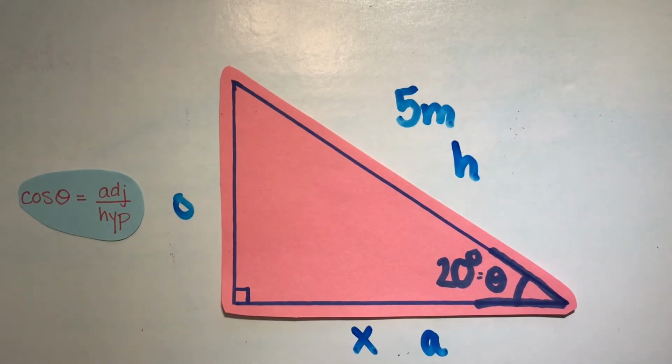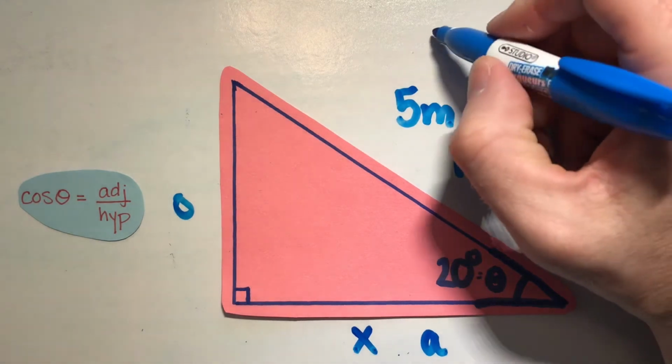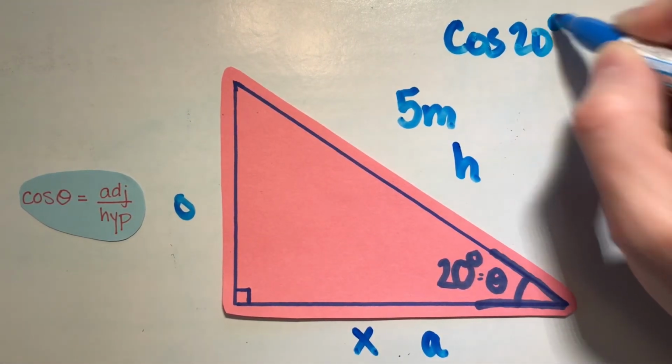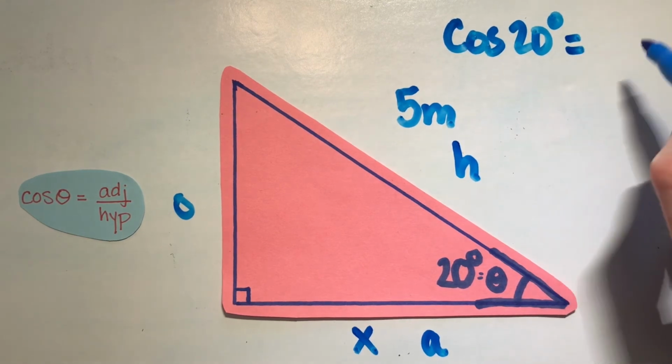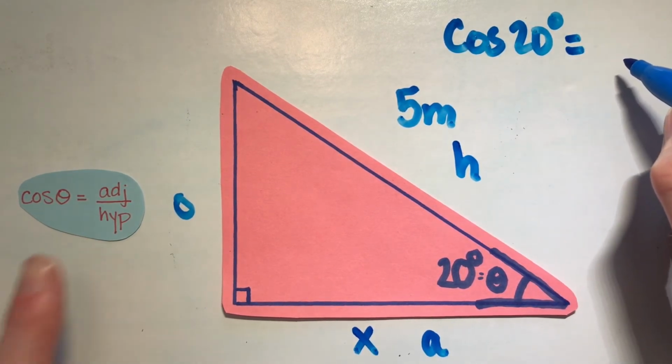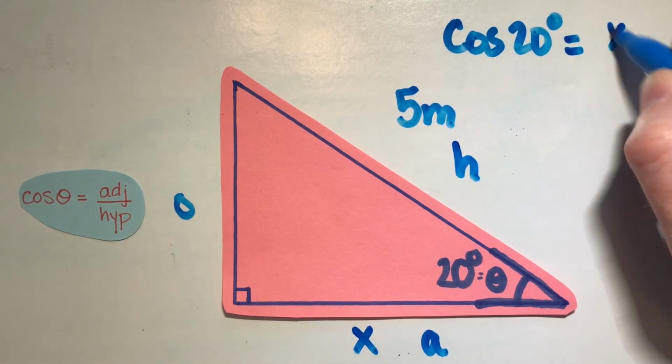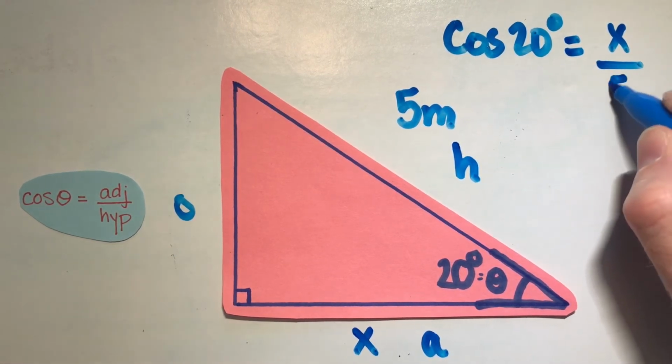Remember that that little theta symbol represents our angle, and I know that, so I'm going to write down cosine of 20 degrees, which is equal to the adjacent, which is the part I want to find, so that's just the letter x, divided by the hypotenuse, which we know is 5.